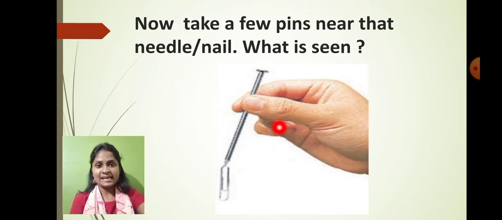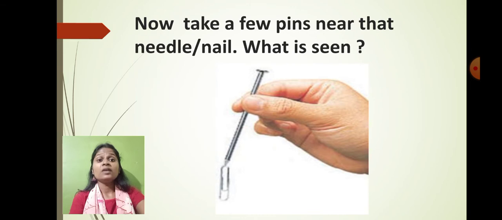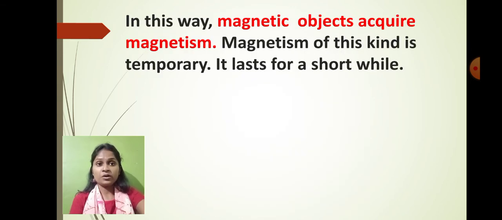When you take the needle which is rubbed against the magnet near to the pins, the pins get attracted towards the needle. Why does this happen? Because the magnetic object acquires magnetism. I just told you that a magnetic material acquires magnetism, and this magnetism is temporary and lasts only for a short while.